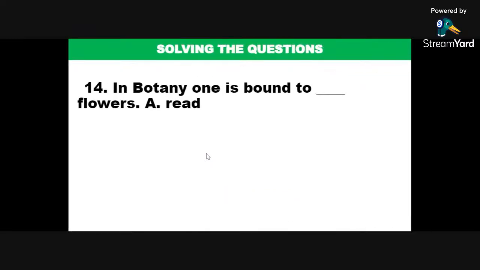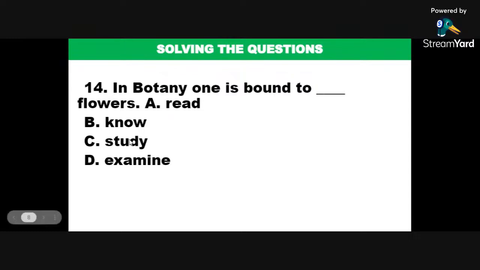Moving on, we are here in question 14. In botany, one is bound to dash flowers. A, read. B, know. C, study. D, examine. The correct answer is C, study. You study flowers. That's to learn about it. Okay? The answer is C, study.